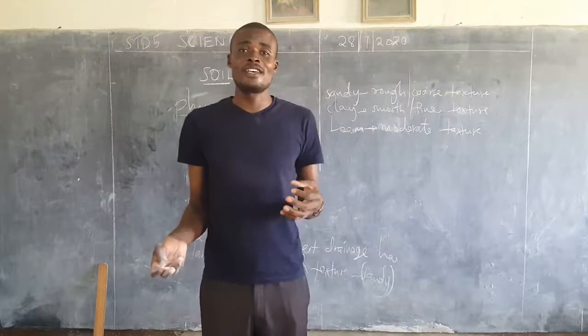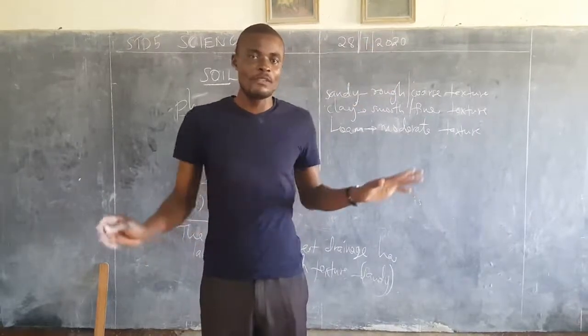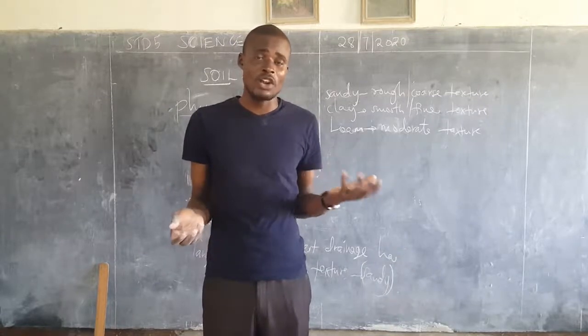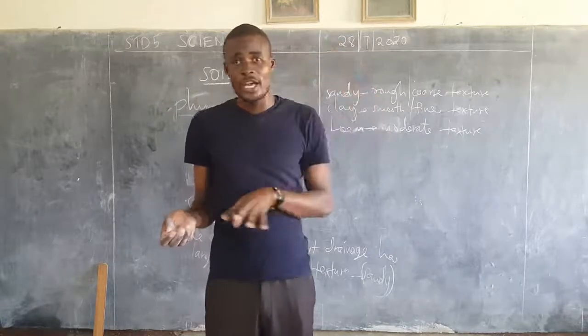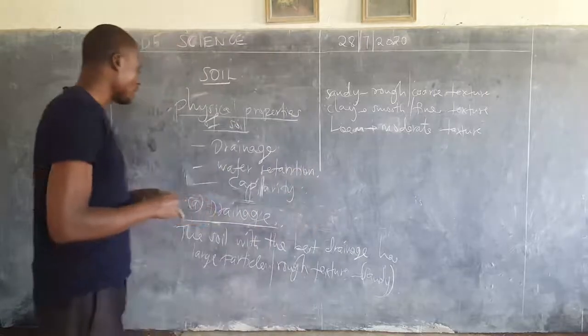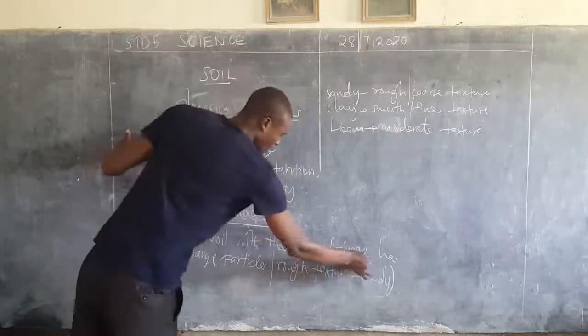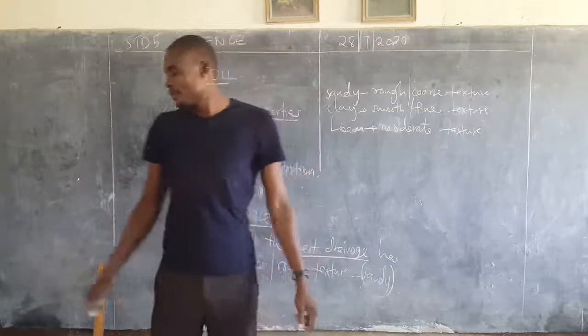When it rains, water will be drained very fast, and then the ground will be very dry, like our school. Water doesn't stand on the soil for a long time. The soil allows water to get into it very fast because of the large particles. So the soil with the best drainage is normally having large particles, and that is the sandy soil.